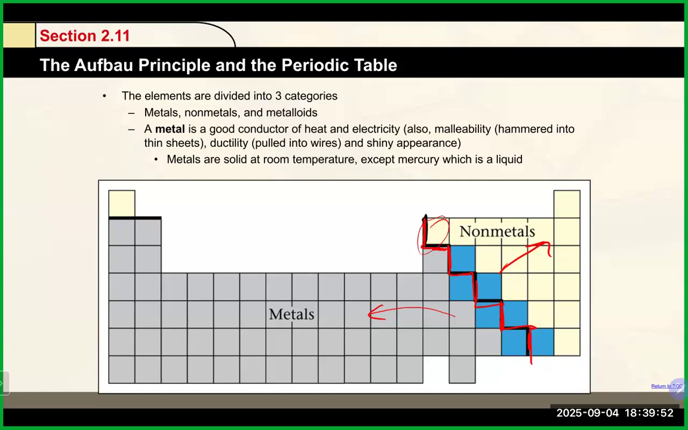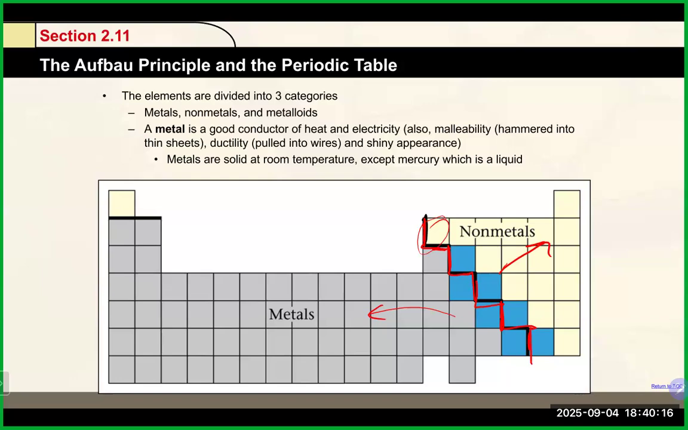So a metal is a good conductor of heat and electricity. Metals are also malleable. You can hammer them into sheets, you can pull them into wires. Metals typically have very shiny appearances. Pretty much all metals are going to be solids at room temperature, except for our friend mercury, which on a lot of periodic tables is blue for that reason, and that is a liquid.